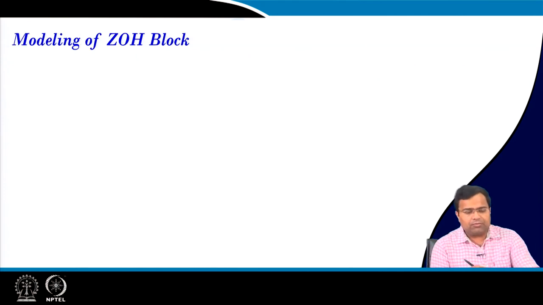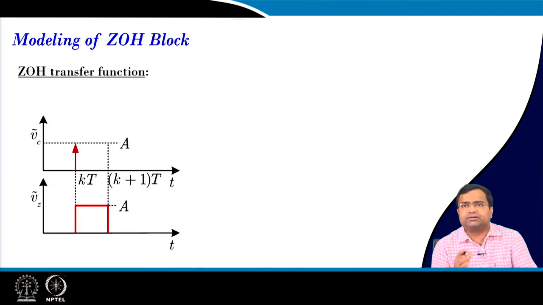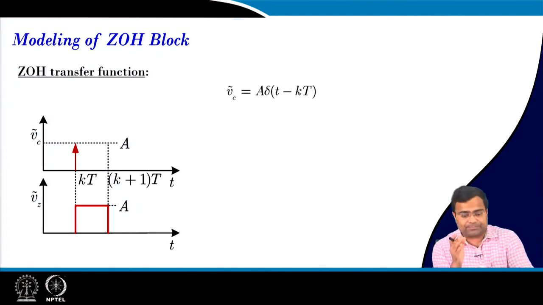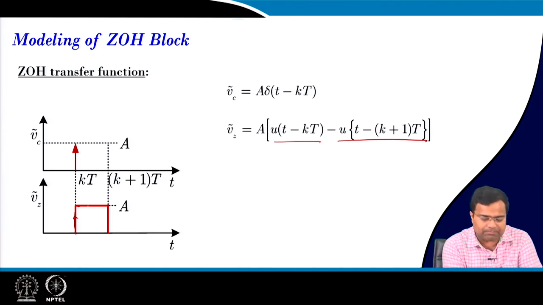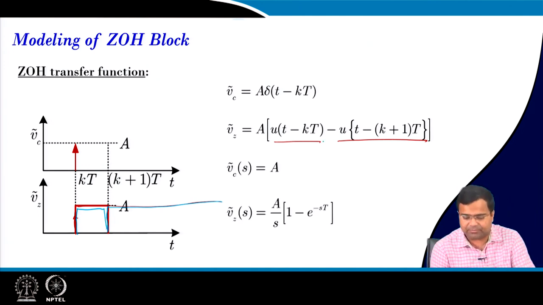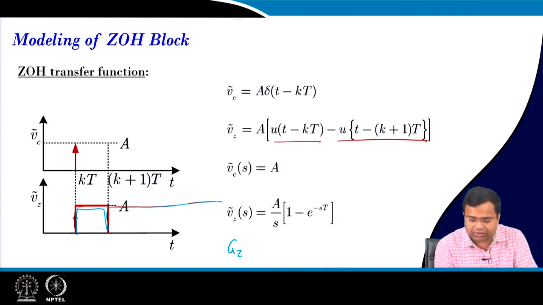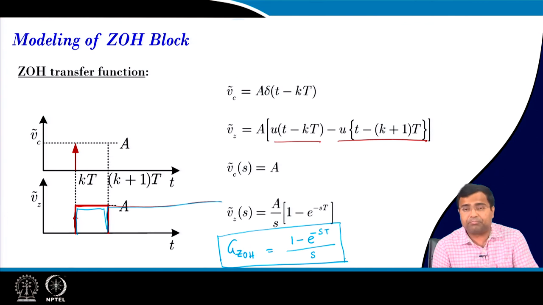Now if we want to model the zero order hold block, because the sampling process will also have a zero order hold effect here, and this is a digital controller. For the zero order hold block, we can get the transfer function from the unit step response and the delay. This is one unit step response here, and minus the delay: once you apply one unit step here and apply another delayed unit step here and then subtract, you get this particular block. If you take the Laplace transform, the zero order hold transfer function will be (1 minus e to the power minus sT) by s. And it can be shown the zero order hold primarily affects the delay.